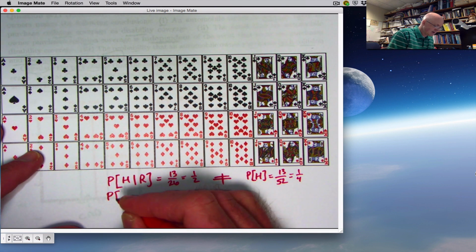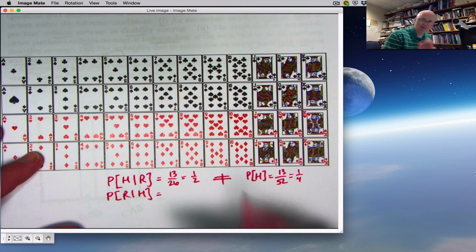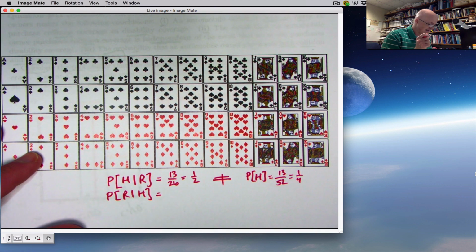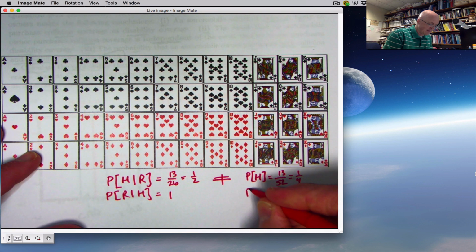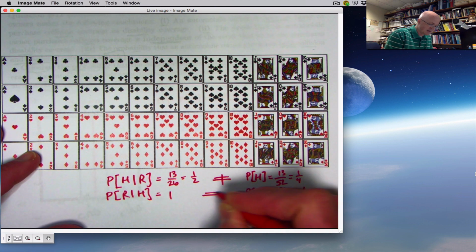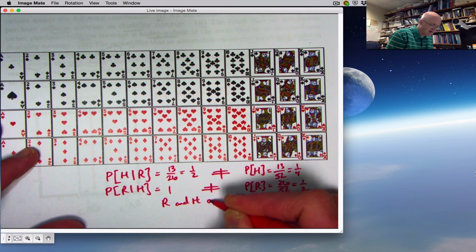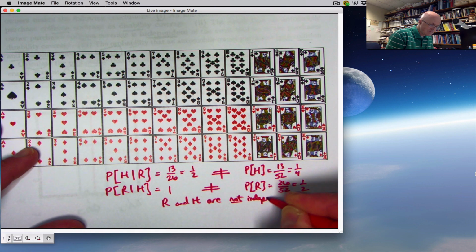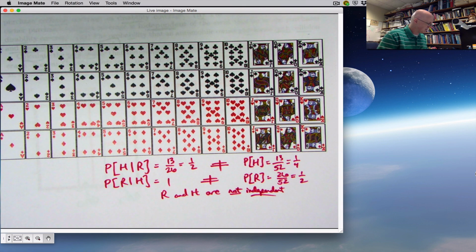And it works the other way around as well. The conditional probability of being red when you know it's a heart, if your friend says, hey, it's a heart, and you know it's a standard deck, it's definitely red. This probability is 1. Whereas the ordinary unconditional probability of being red is 26 out of 52, 1/2. These are also not equal. R and H are not independent. Not independent.